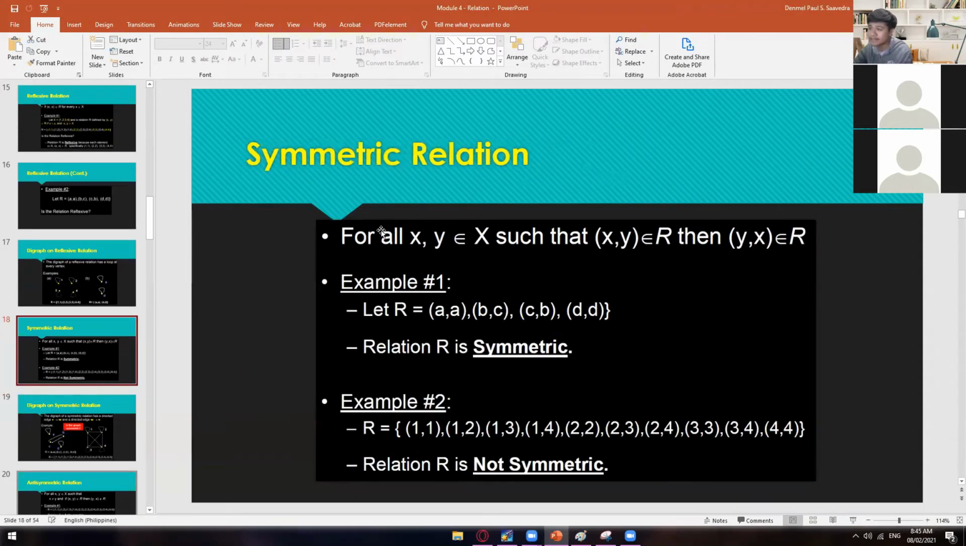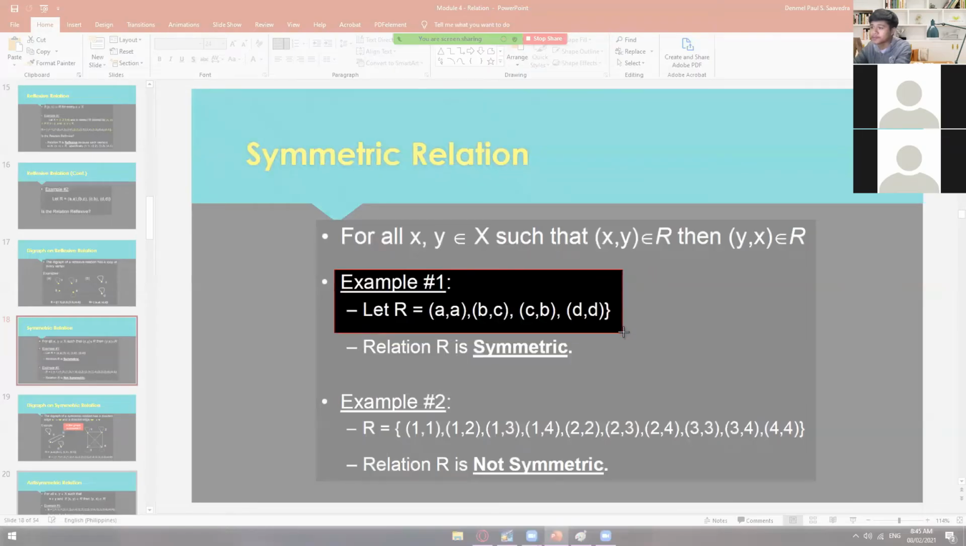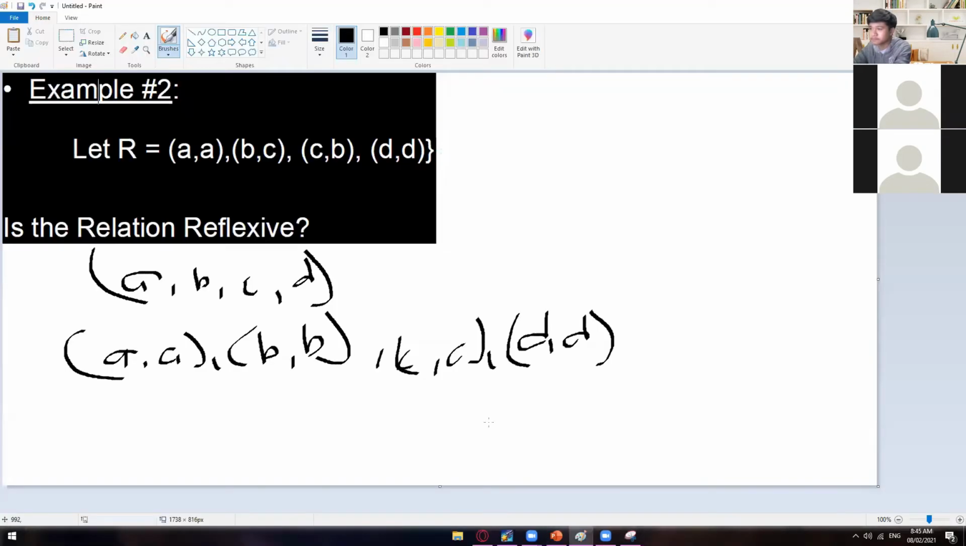Then we also have the symmetric relation. Again, when we see a symmetric relation, if we have the ordered pair x, y, then we should also have the ordered pair y, x. So we have this example. Let R be equal to AA, BC, CB, and then DB. In here, relation R is symmetric. Let me just explain why.